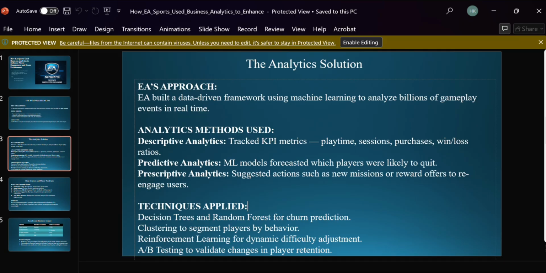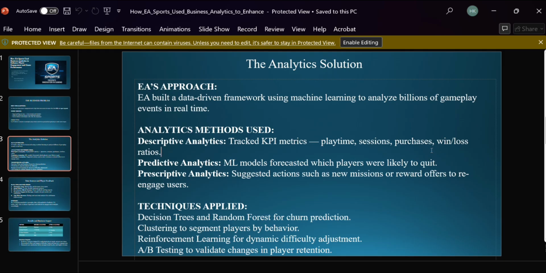Then, using predictive analytics, EA applied machine learning models like decision trees and random forest to identify patterns and predict which players were likely to stop playing. For example, if a player lost too many matches in a row or stopped logging in for several days, the model would flag them as at risk.